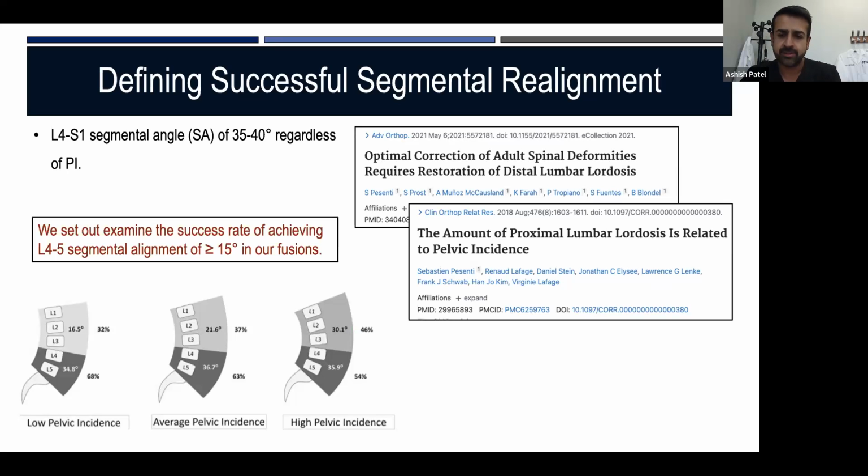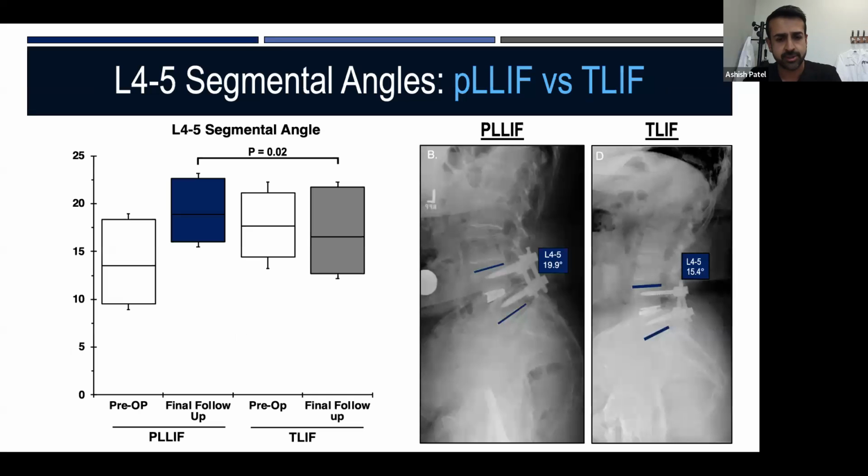And when we consider prone and the benefits of the lordosis induction, we lean on the recent literature to help guide our segmental angle goals. And we know that the L4 through S1 angle is pretty stable around 35 to 40 degrees, which has really helped us to simplify our segmental angle goals. And so we're looking for an L4-S1 angle of 15 degrees to 20 degrees whenever we're doing these types of surgeries.